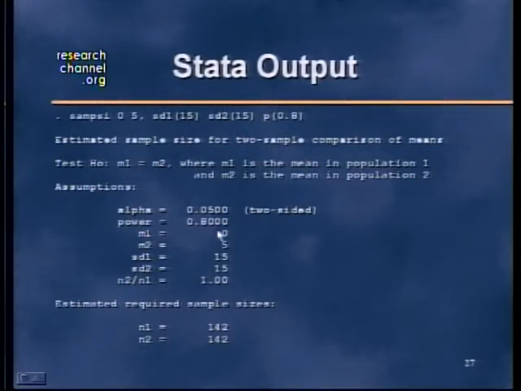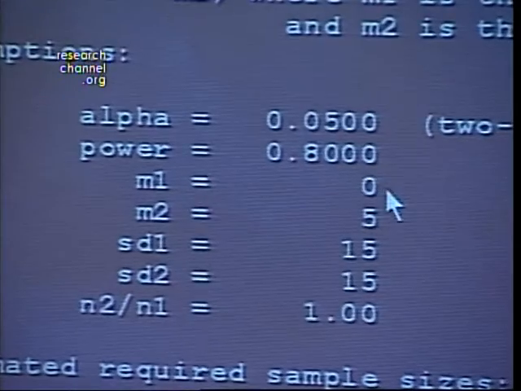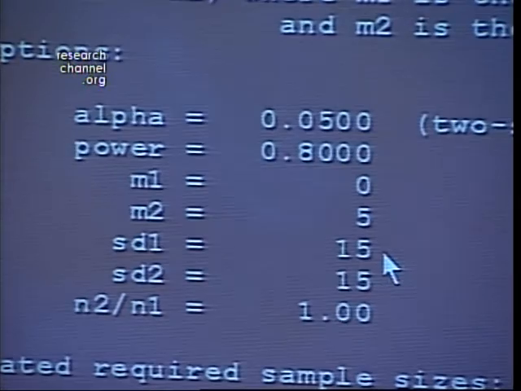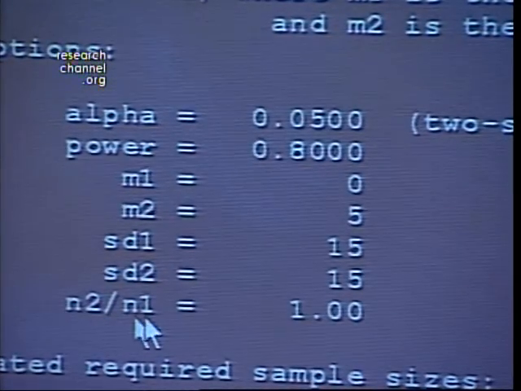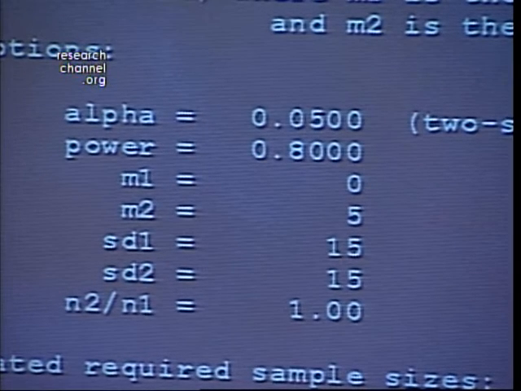In fact, Stata has told me I'll do a two-sided alpha of 0.05, 80% power, a difference in means of 5, standard deviation of 15 assumed in both, equal sample sizes, the ratio of the sample sizes is 1, and 142 in each group.